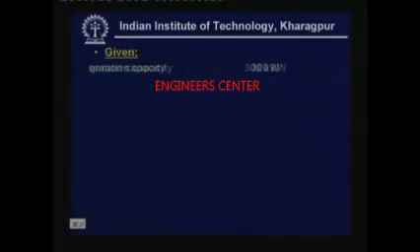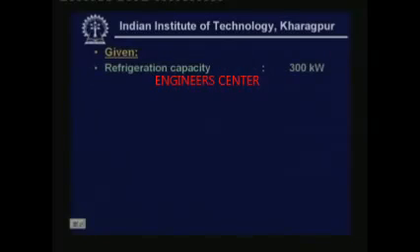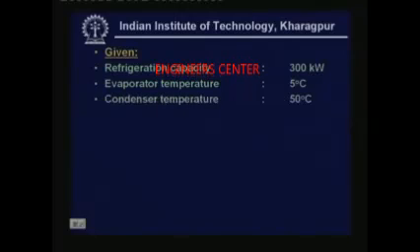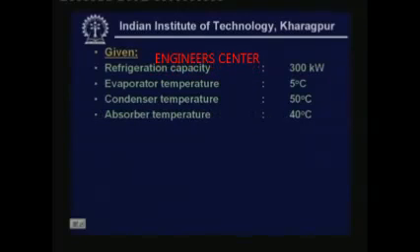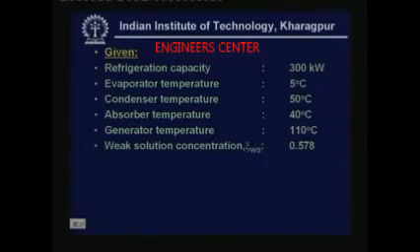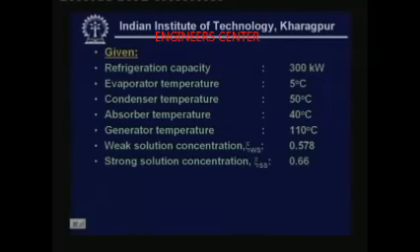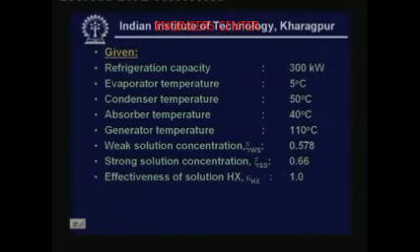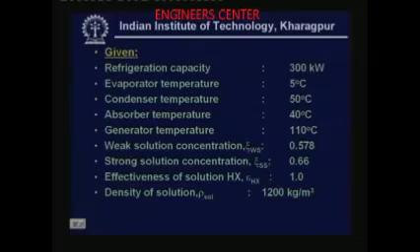Okay, let me summarize the information given. Refrigeration capacity is given to be 300 kilowatts, evaporator temperature 5 degree centigrade, condenser temperature 50 degree centigrade, absorber temperature 40 degree centigrade, generator temperature 110 degree centigrade, weak solution concentration zeta Ws is 0.578 and strong solution concentration zeta Ss is 0.66. Effectiveness of the solution heat exchanger is 1 and density of solution is 1200 kg per meter cube. So, this is the information given.